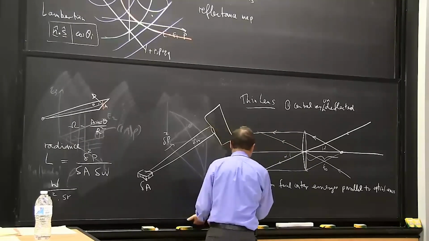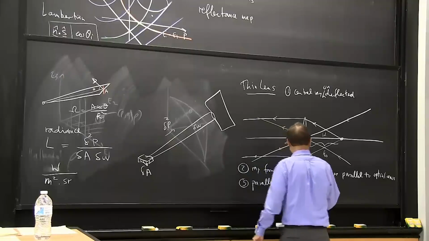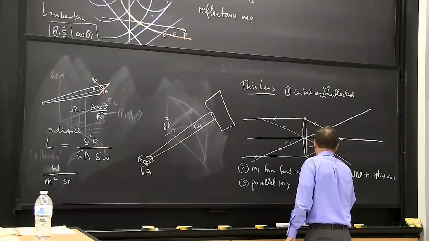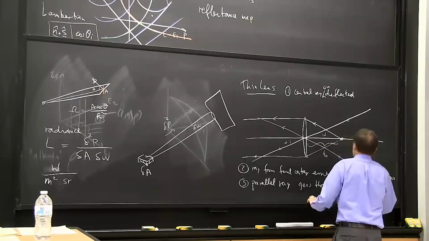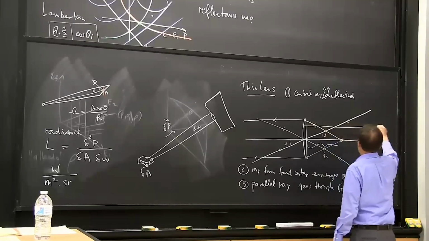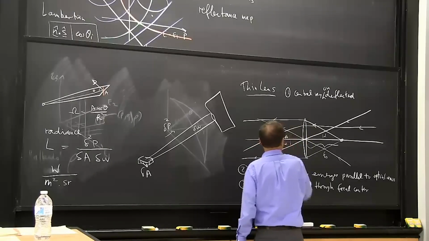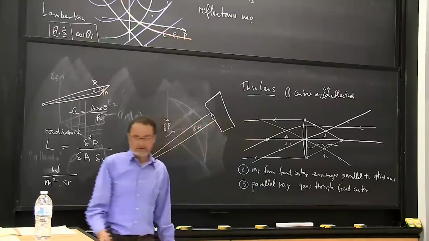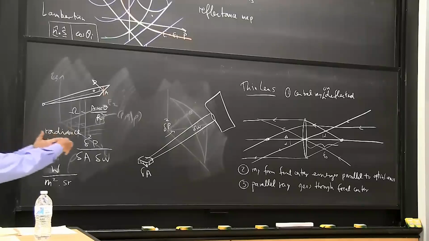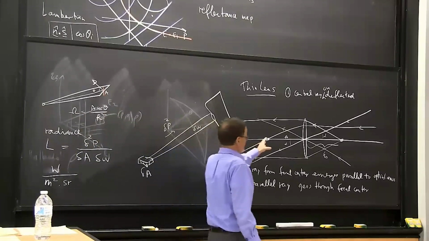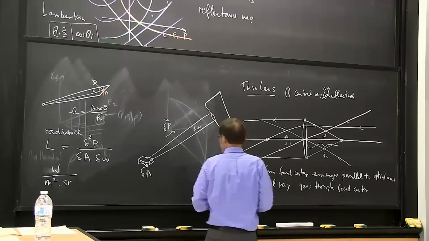And then rule number 3 is, well, it's really the same thing. Parallel ray goes through focal center. So if I have a parallel ray coming in from the right, it's going to go through, it's starting to look a bit messy. But you can see that if you have a bundle of parallel rays coming in from the right, they're all going to go through that point. That's where they are in focus.